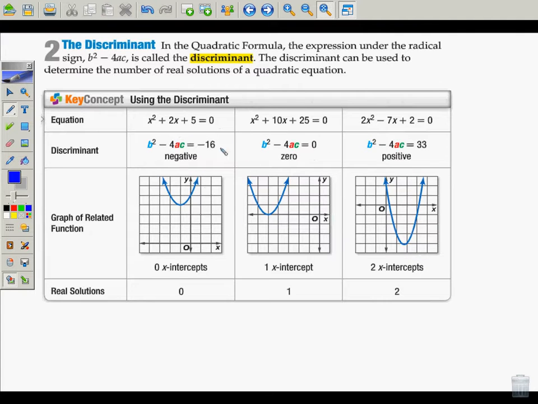So all you do, you look at b squared minus 4ac. If it's negative, no solution. If b squared minus 4ac is 0, there's one solution. And if b squared minus 4ac is positive, there are two solutions.